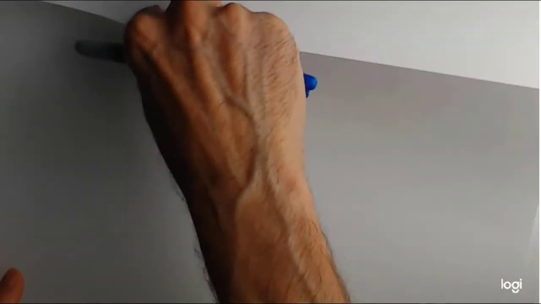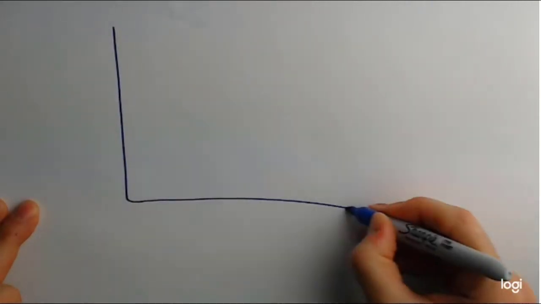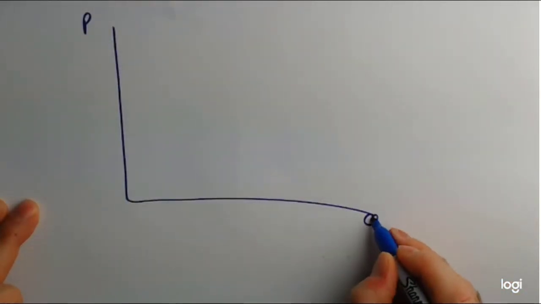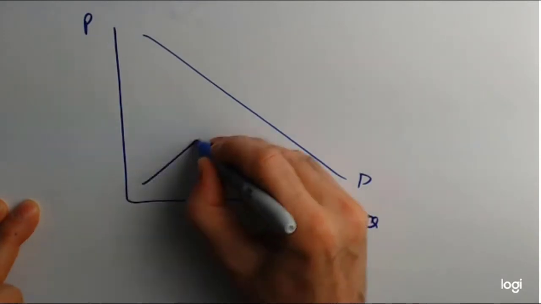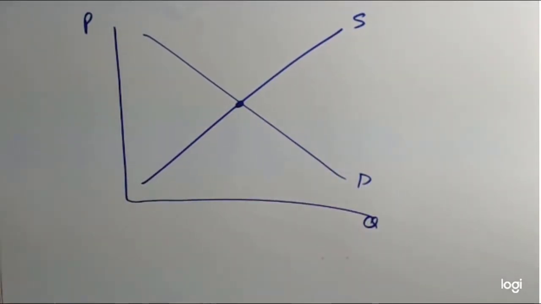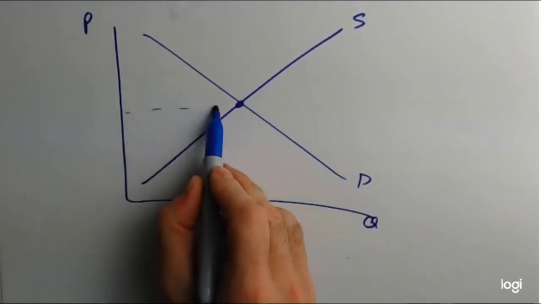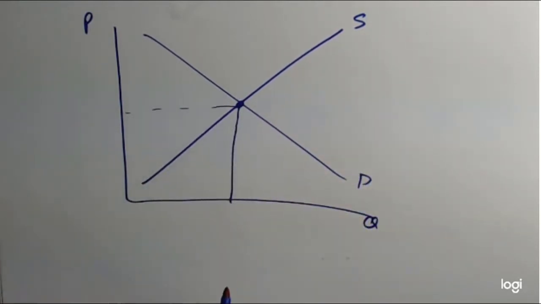Let's look at the market for gasoline modeled together here. So here we have the price, here we have quantity, we have demand, we have supply, and we have an equilibrium. So this is the equilibrium price, and we have an equilibrium quantity here. Now, how do we know that's an equilibrium, and what do we mean by an equilibrium? Well, equilibrium means there's no tendency in the market to change.